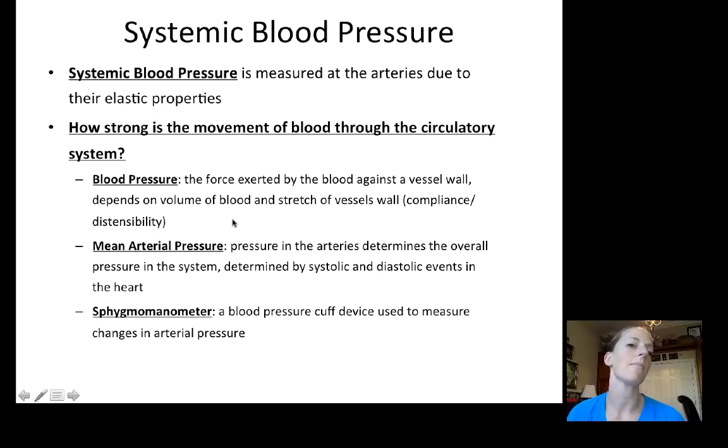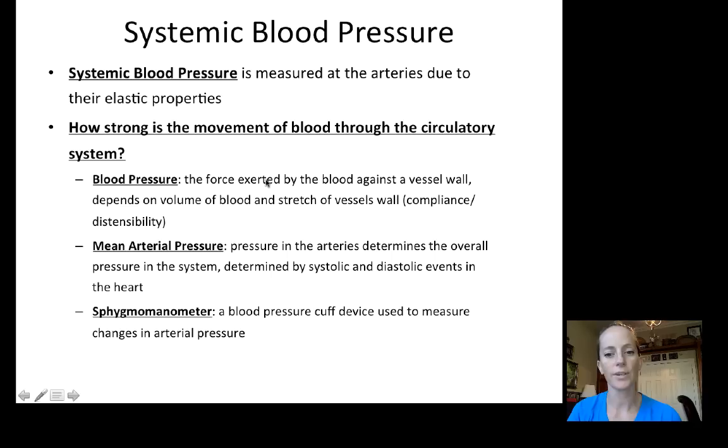So now we're going to do some measurements and talk about some of the major components and regulation of blood pressure. So systemic blood pressure is measured at the arteries because of their elastic properties. So the question here is, how strong is the movement of blood through the circulatory system? And why do we care about this? We care about this because ultimately what the systemic blood pressure tells us is, is the heart effectively pumping enough to get blood through the system?